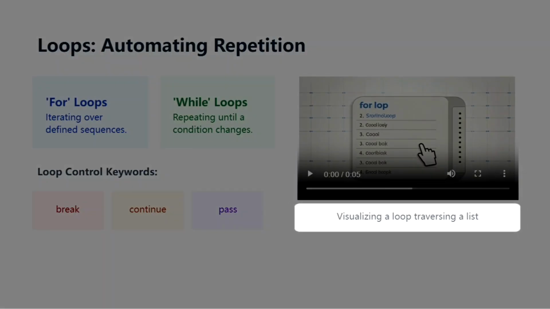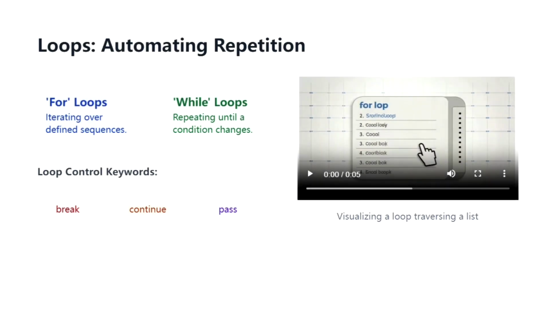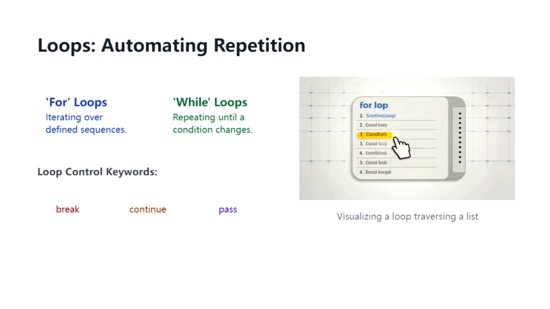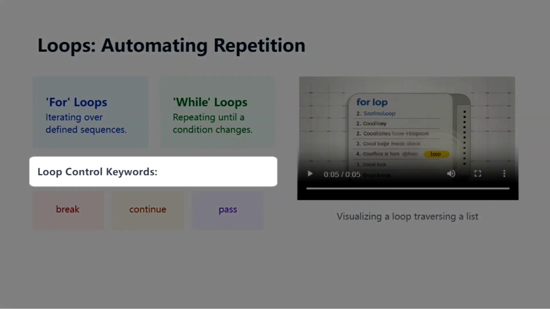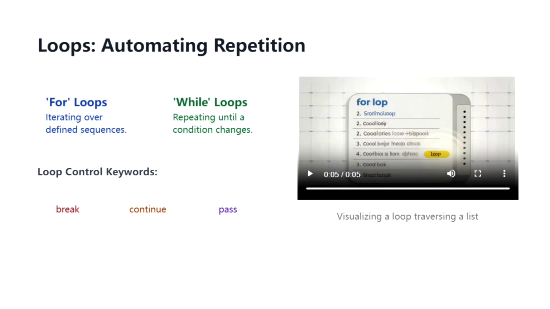It helps to visualize how the computer actually moves through these sequences. Let's watch this short animation of a loop traversing a list. That visualization shows how the loop pointer visits each index. Before we move on to functions, I want us to think about the different scenarios we've discussed.